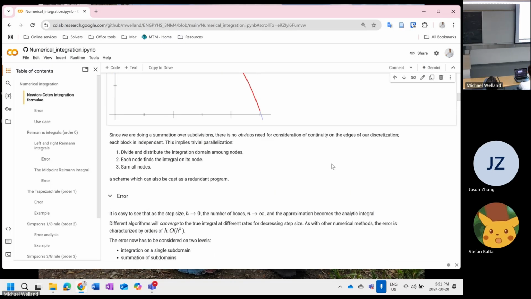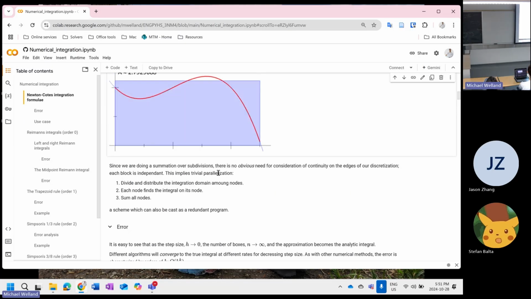Since we're doing summation over the subdivisions, there's no obvious need for consideration of continuity, right? What that means is that every single block here is independent. When we did a curve fit with the splines, for example, we had to say that it was continuous from one block to another, and the first derivative was continuous. We don't need any of that. This is literally just flat out summation, one block plus the next block plus the next block.